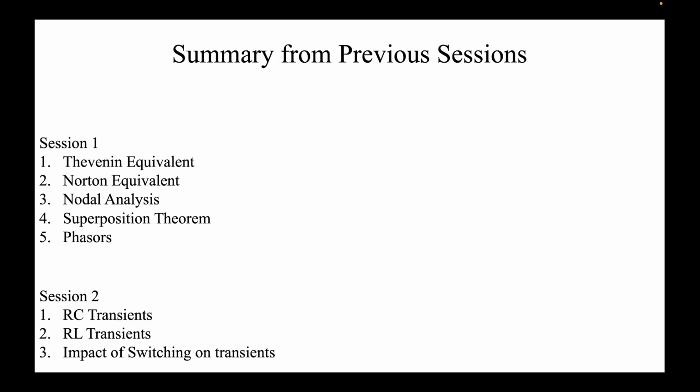That's what a phasor represents. In session 2, the last session, we saw transients, RC transients primarily, but a few problems on RL transients. RC is resistor capacitor, RL is resistor and inductor. Then we saw how switching impacts the transient. When you move the position of a switch, how does the transient change, that is, how does the current flow through a resistor, a capacitor or an inductor change. And we saw a few examples.